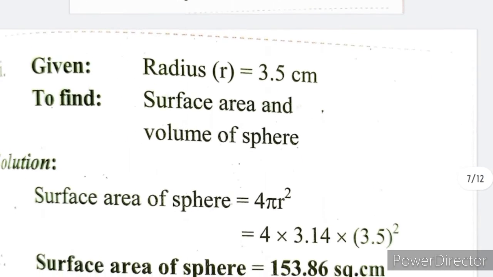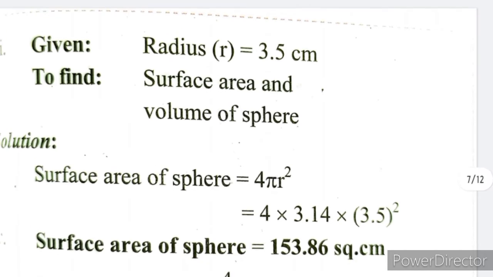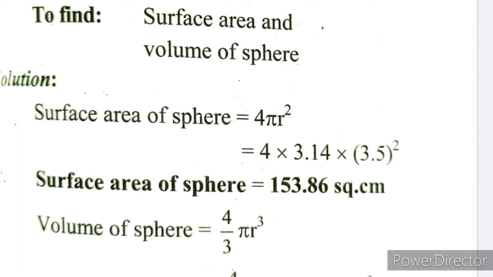Now let's do the third one. Radius is given as 3.5 centimeter, and we have to find surface area and volume of sphere. This is the third sub question of question number 1. So solution, surface area of sphere is 4 pi r square, so it is equal to 4 into 3.14 into 3.5 the whole square. So surface area of sphere is nothing but 153.86 square centimeter if you multiply it properly. So you need to practice small calculations every day so that you are assured that your calculation is correct because you have practiced.